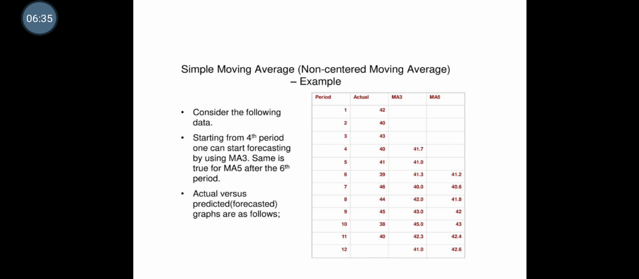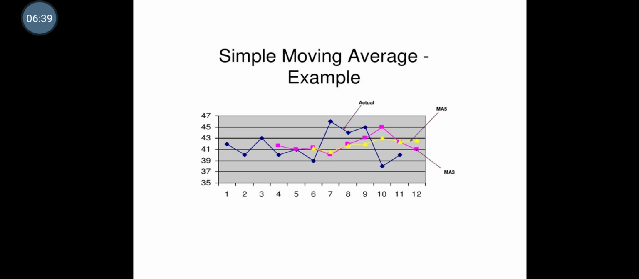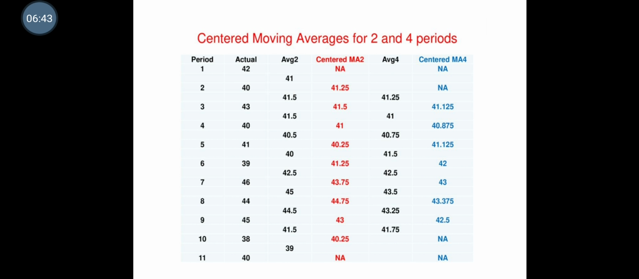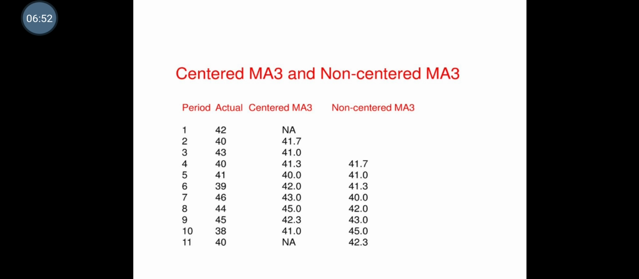These are for the 3-year moving average, the 4-year moving average, and the moving average trend and actual lines. This is for the second and fourth period. Here we have the centered 3-year moving average and the non-centered moving average.